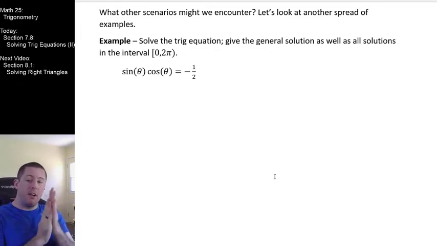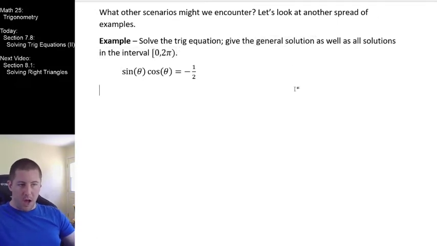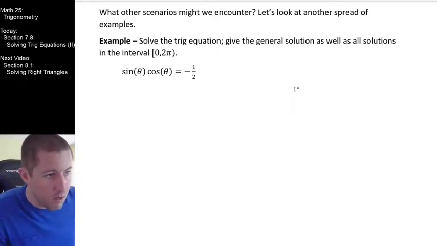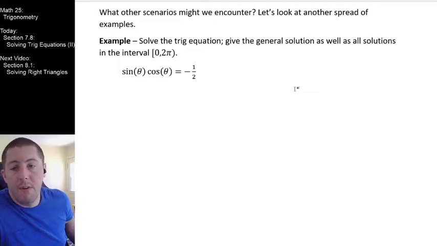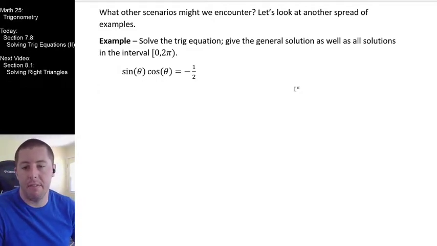I'm changing up our instructions a little bit, by the way, on these. We've just been giving the general solutions for the previous ones. For all the remaining ones, I'm going to ask that we also determine the particular solutions in a given interval. So let's do the dang thing here. First equation: sine of theta times cosine of theta equals -1/2.